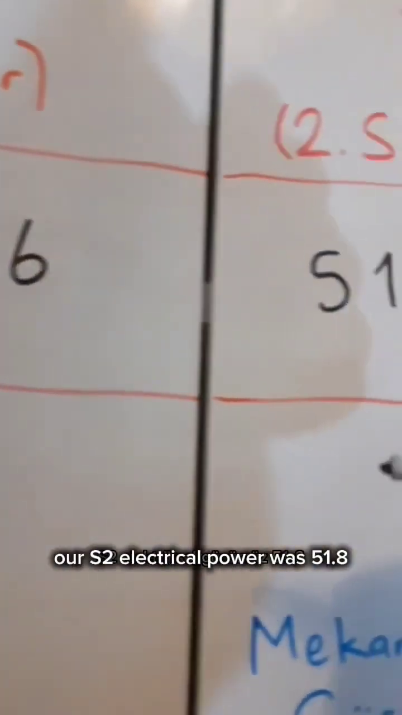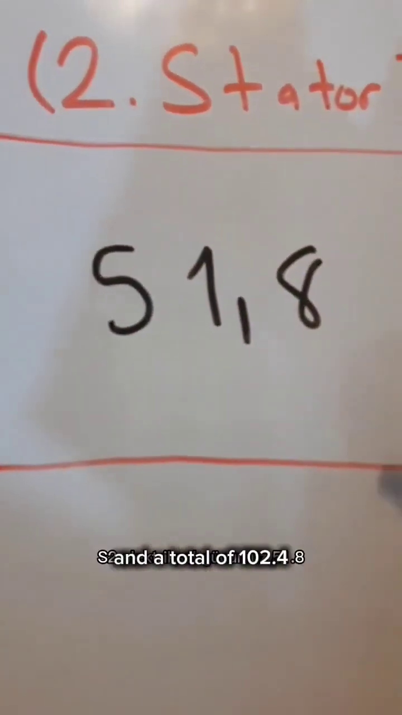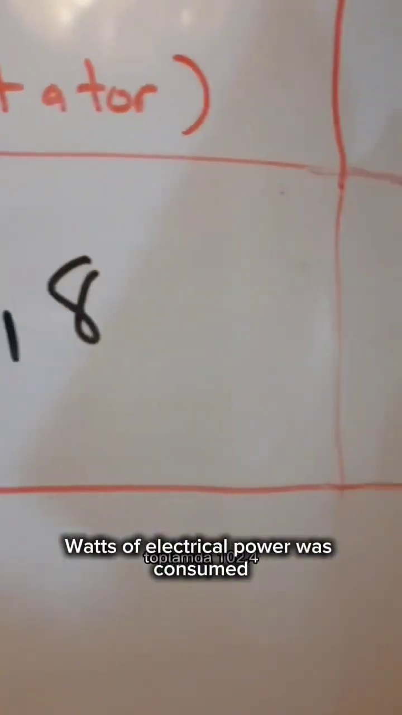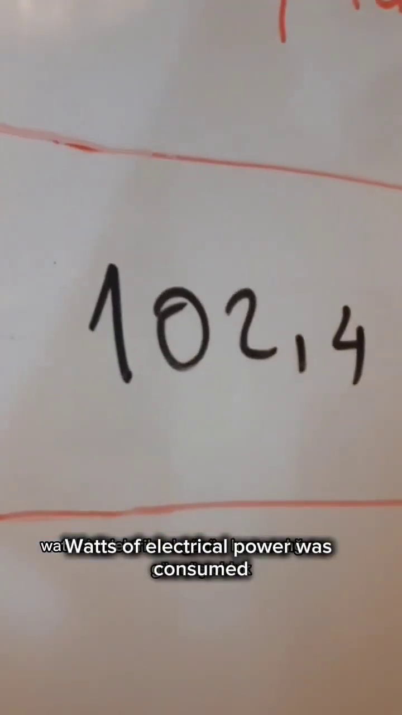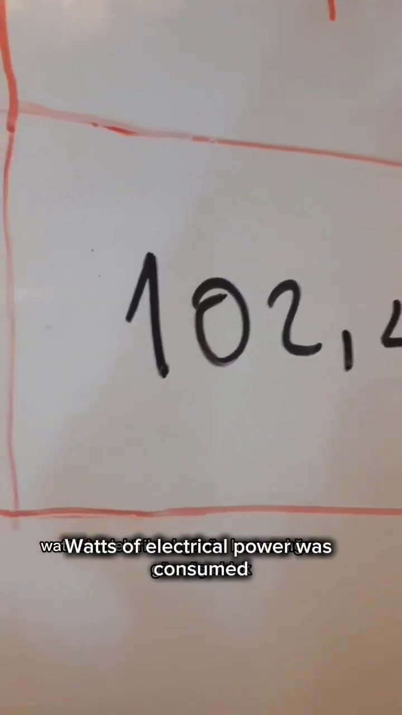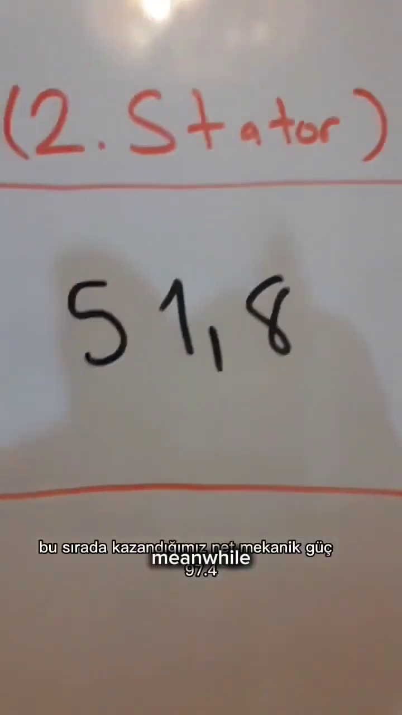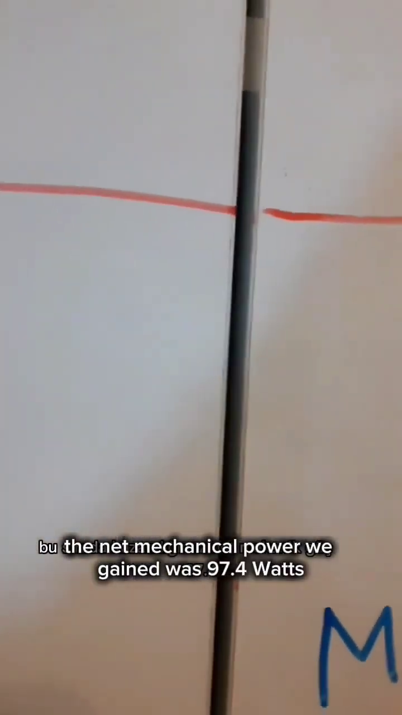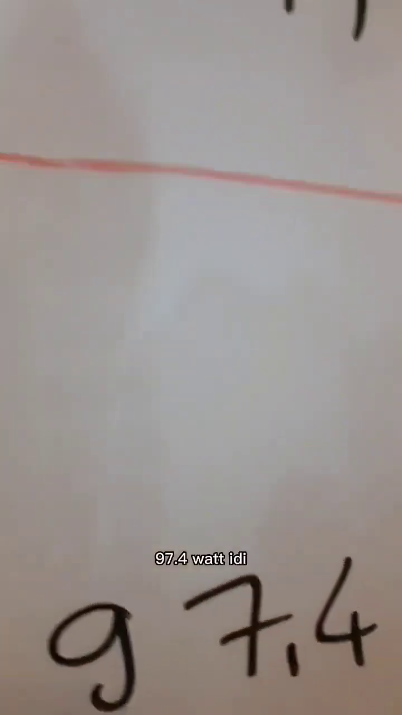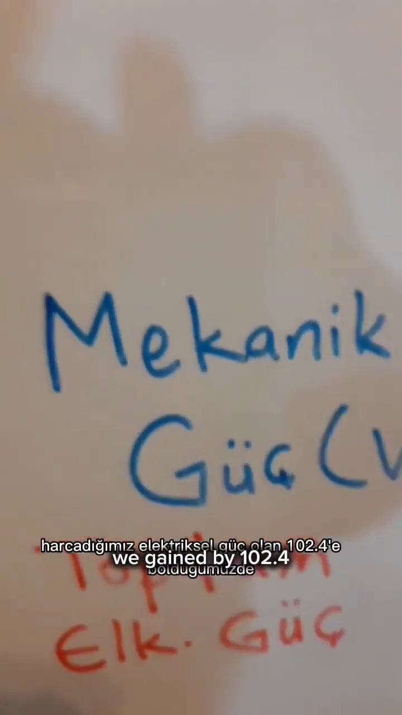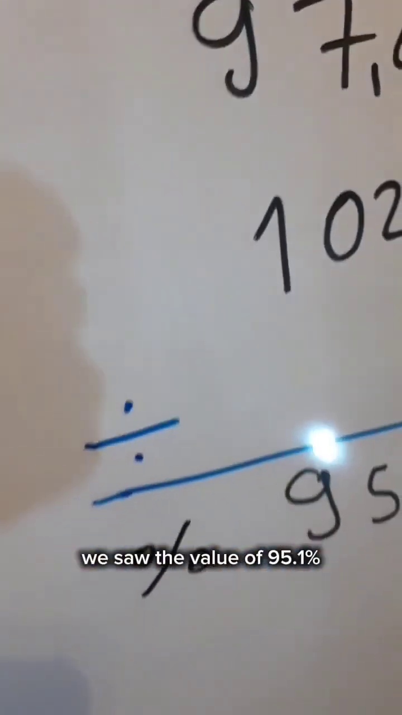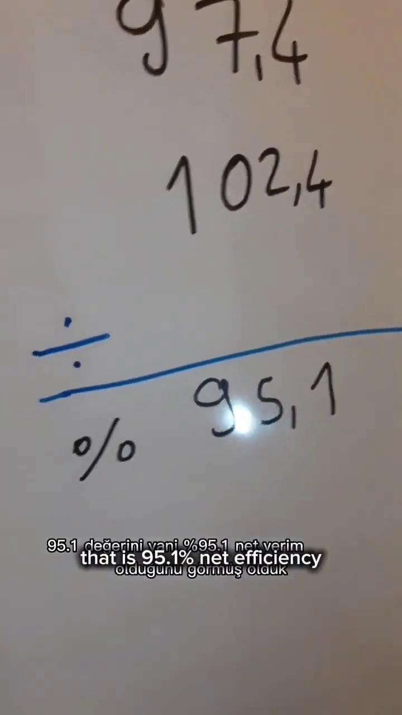We saw that our S1 electrical power was 50.6, our S2 electrical power was 51.8, and a total of 102.4 watts of electrical power was consumed. Meanwhile, the net mechanical power we gained was 97.4 watts. When we divided the mechanical power we gained by 102.4, which is the electrical power we spent, we saw the value of 95.1%, that is 95.1% net efficiency.